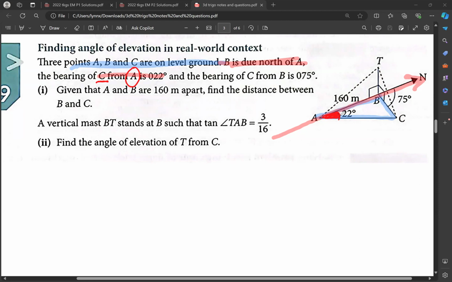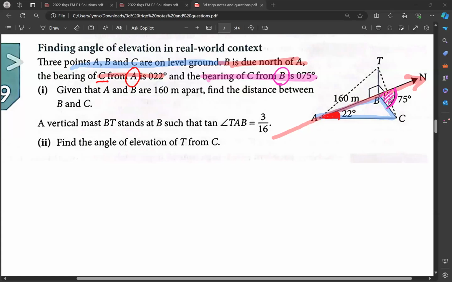Next, they say that we have the bearing of C from B. Means I need to draw my compass at? Draw my compass at where, guys? B. So B means where is 75? It's from where to where? Very good. From north to the BC line. So this right here is 75. So this is also given.